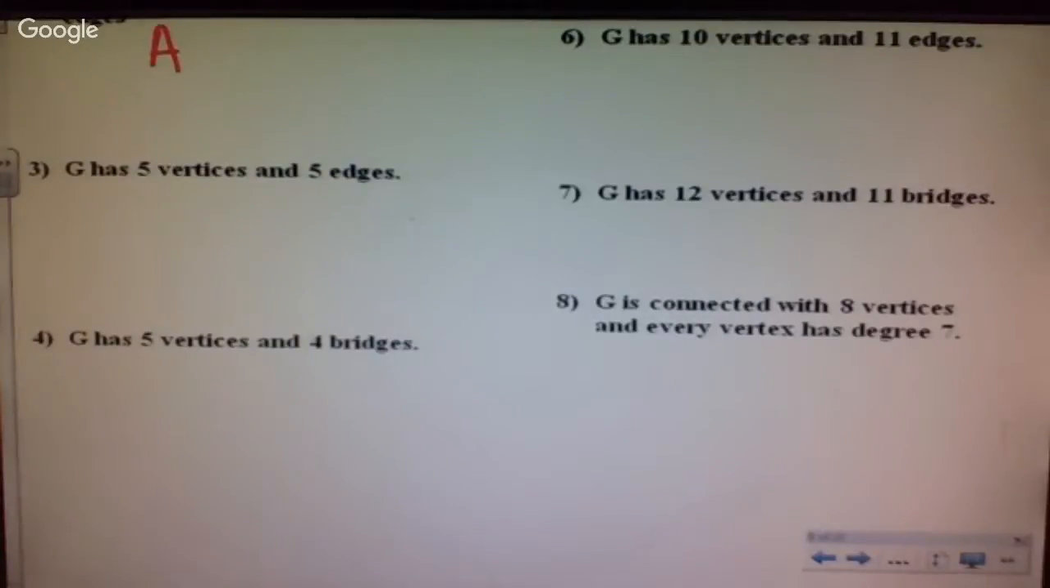Take a look at number 3. We have 5 vertices and 5 edges. Give somebody else a shot. What do you think, Jesus? 5 vertices, 5 edges. So 5 lines, 5 dots. Would this be a tree, sometimes a tree, or never a tree?